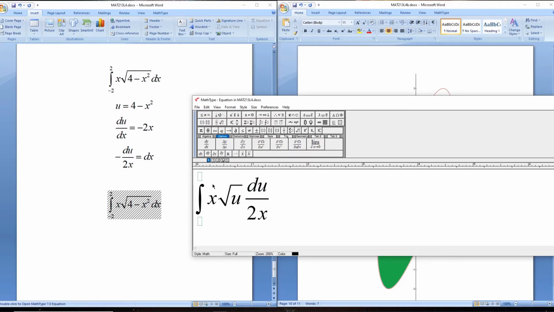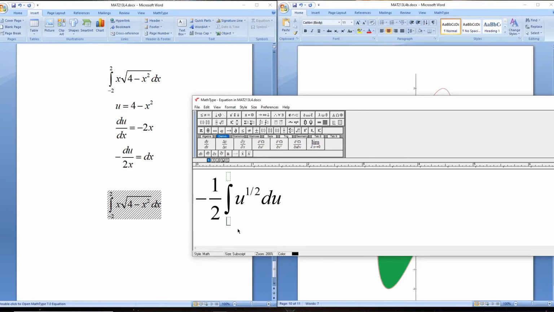And that minus sign is a constant, so that will pull outside the integral. The 1/2 here will also pull outside the integral. These x's will cancel. And so we're just integrating the square root of u, which is u to a half.